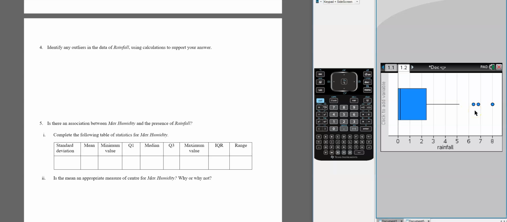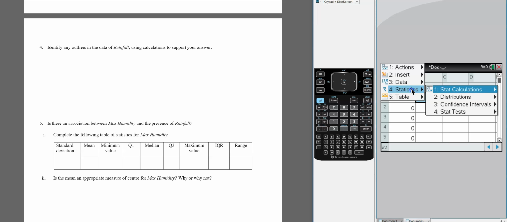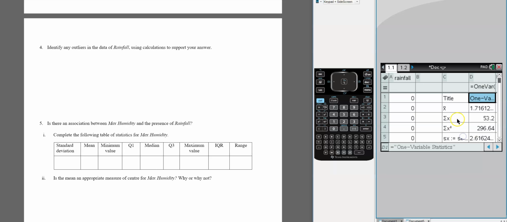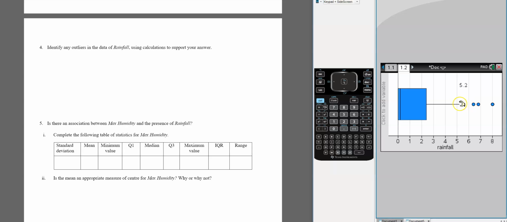So we should be cognizant of the fact that when we do our calculations, there will be outliers. Now, I know one of the standard ways that you could work out the next few bits, because you need the IQR, is by going menu, statistics, stat calculations, one variable statistics, and working out what the Q1 and Q3 are. But if you actually look at your graph, you don't need to do all this, because if you hover over it, you can see the max value is right there, 8. The end of the tail is 5.2. Q3 is 2.4, median 0.2, and Q1, and it looks like the minimum is also 0. So you don't need to actually redo that analysis.